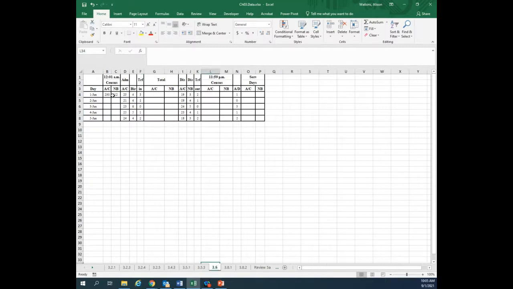Now, I do want to look at 3.6 real quick. This is one of your homework assignments. This is exactly what I was just doing. You're going to build the formula, equal admitted adult children plus the transferred in to get your total adult children. Same thing with newborn, equal newborn plus births, and there we go, and so on and so on.